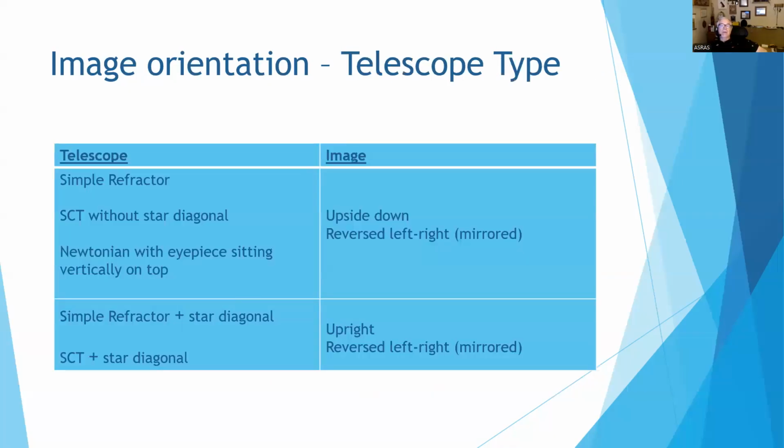I like this table a lot better. In fact, I now have this in my phone as a memory aid. So if the telescope is a simple refractor, an SCT, or I should say catadioptric, without a star diagonal, or a Newtonian with the eyepiece sitting vertically right on top of the telescope, then the image will appear upside down and mirrored, reversed left to right. If you add a star diagonal to a simple refractor or to an SCT or catadioptric, then it'll make the image appear upright, but it'll still appear mirrored.